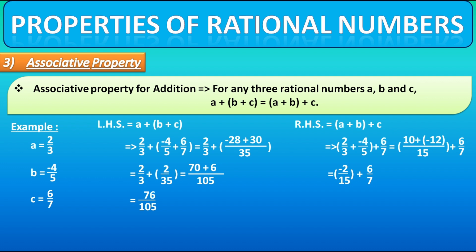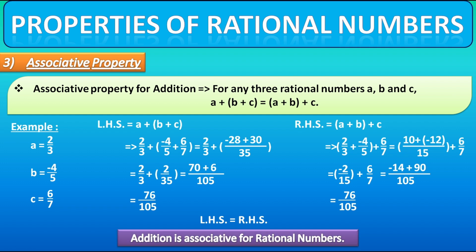Now again we have to find minus 2 upon 15 plus 6 upon 7. So here 15 and 7 also are co-prime numbers. So 15 7s are 105, and now I have to multiply minus 2 into 7 which is equal to minus 14, and 15 into 6 which is equal to 90. Now minus 14 plus 90, both with different signs, so we have to subtract. 90 minus 14 is 76 with a positive sign. So I got the same answer as the LHS part. I got LHS is equal to RHS. That's why addition is associative for rational numbers.